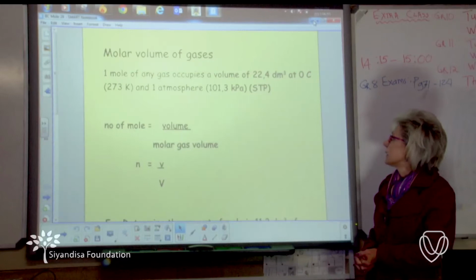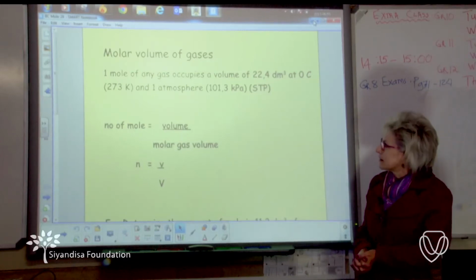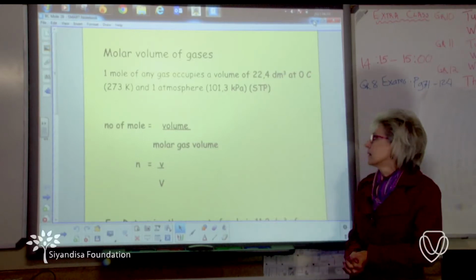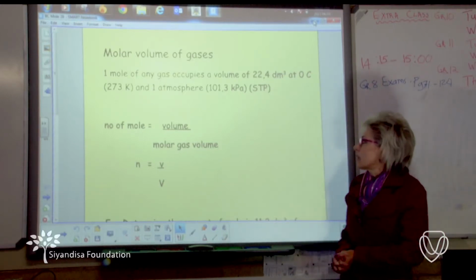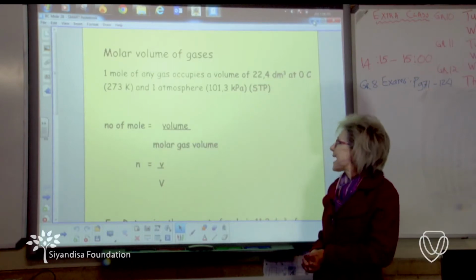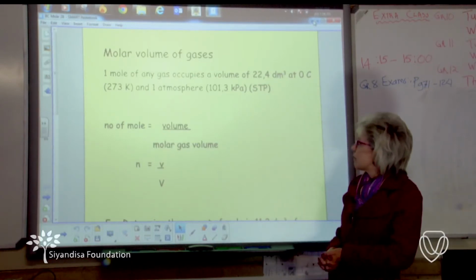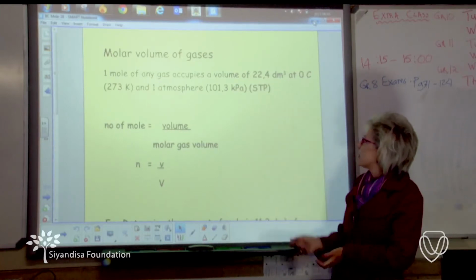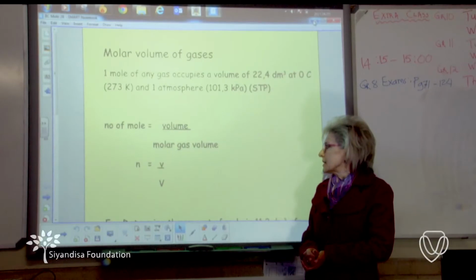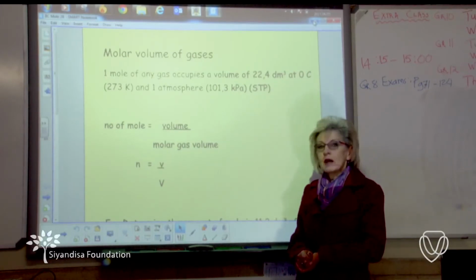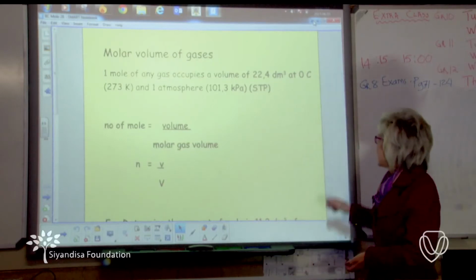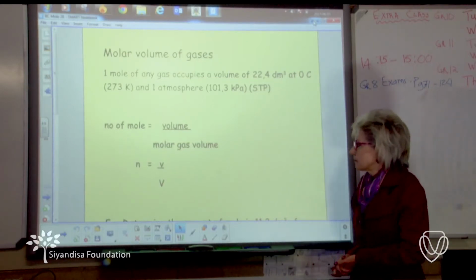Do not mix up the standard temperature of 0 degrees Celsius with room temperature, which is taken as 25 degrees Celsius. Now our formula, the number of mole is the volume divided by the molar gas volume at STP, being 22,4. All three of those values do appear on the data sheet. The formula used is n is V over Vm. This formula, however, does not appear on the data sheet, so you'll need to learn that n is V over Vm.